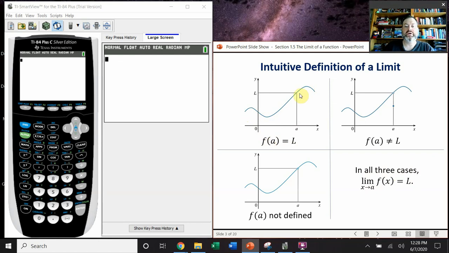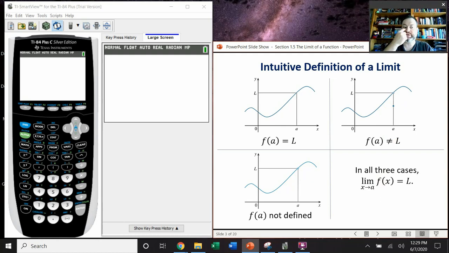You could have the function itself evaluated at a equals L. You could have the function itself not defined at a, or it's defined somewhere else. So here, it's defined at a different point. Turns out that the limit does not depend on the value of the function at a. It has nothing to do with that. Because what we're going to use limits for in the next 2 sections is to find tangent lines with limits.